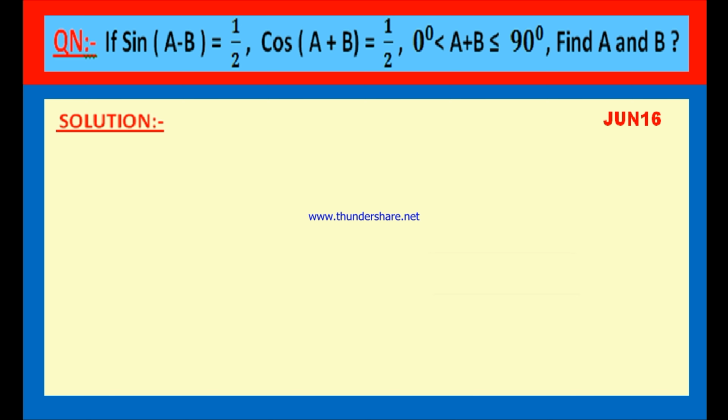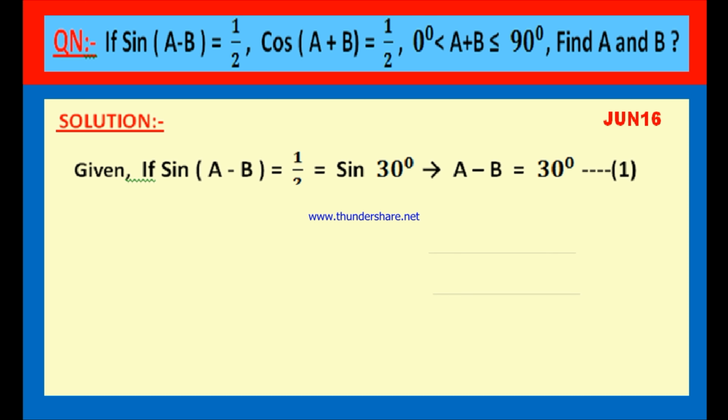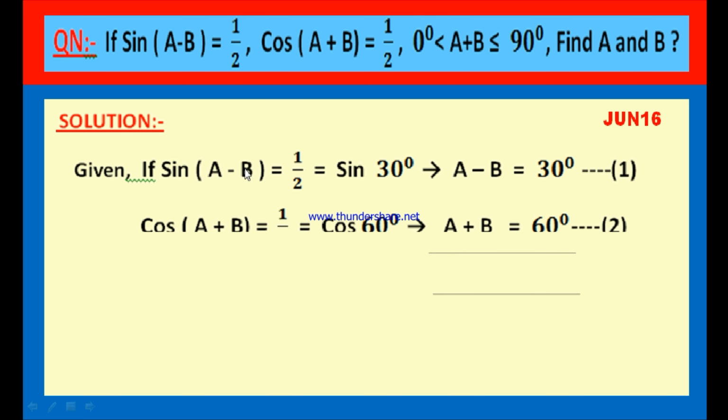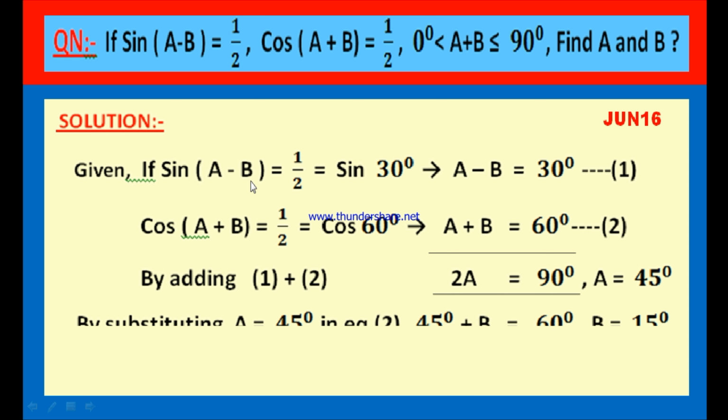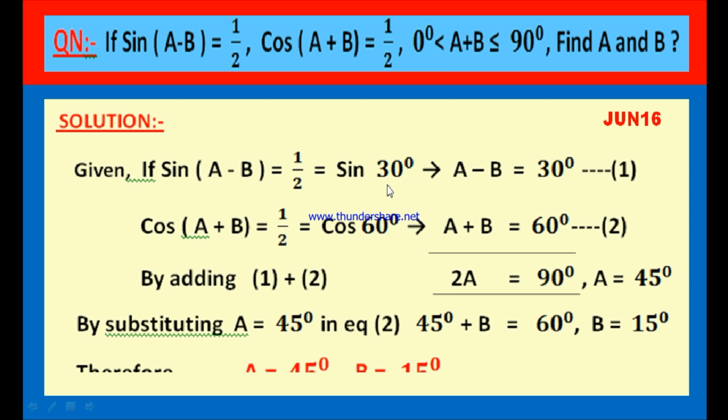Here is the solution. We are given that sin(A minus B) is equal to 1 by 2. This 1 by 2 in sin is equal to sin 30 degrees. We know that sin 30 degrees is equal to 1 by 2, isn't it? Yes. Therefore sin(A minus B) is equal to sin 30 degrees, or A minus B is equal to how much? A minus B is 30 degrees. This is the first equation. What is the second equation given to us? This is cos(A plus B) is 1 by 2.